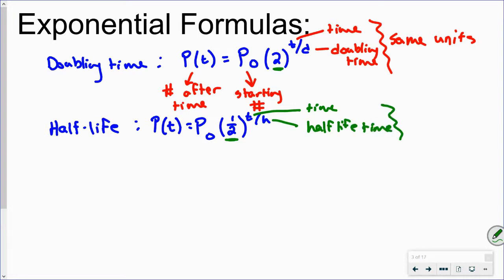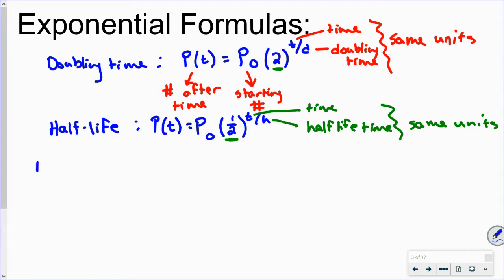Again, they are in the same units. Okay, and the half-life time is just the amount of time it takes to split something in half. Okay? So those are very similar. We also have another one that's very similar, or two more actually, but they're close to each other.